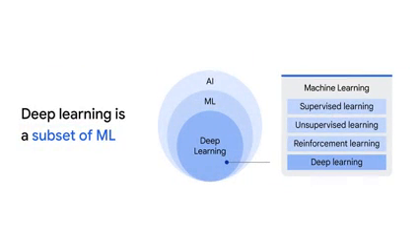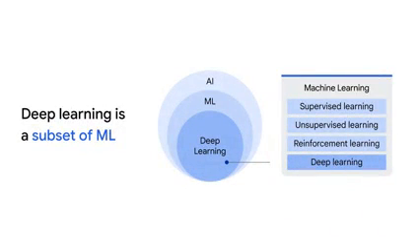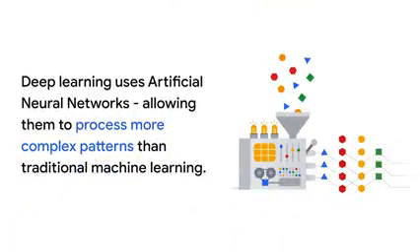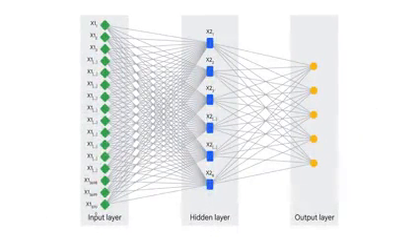Now that we've explored the difference between artificial intelligence and machine learning, and supervised and unsupervised learning, let's briefly explore where deep learning fits as a subset of machine learning methods. While machine learning is a broad field that encompasses many different techniques, deep learning is a type of machine learning that uses artificial neural networks, allowing them to process more complex patterns than machine learning. Artificial neural networks are inspired by the human brain. They are made up of many interconnected nodes, or neurons, that can learn to perform tasks by processing data and making predictions.